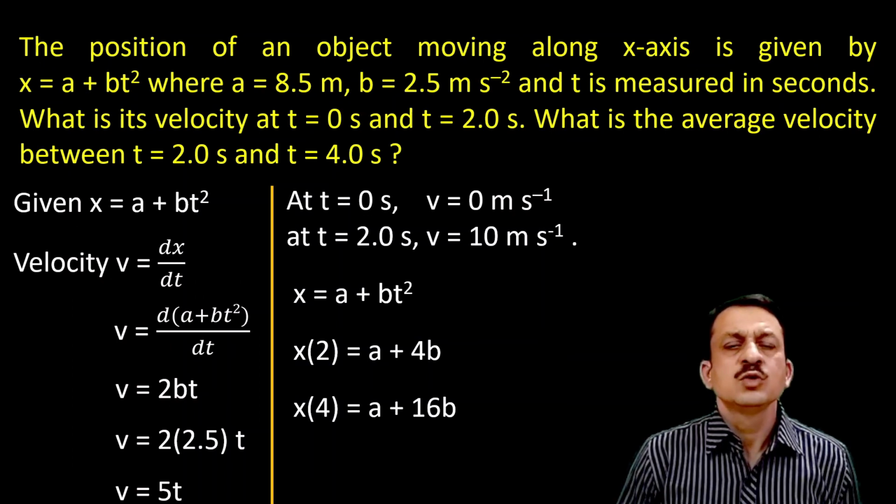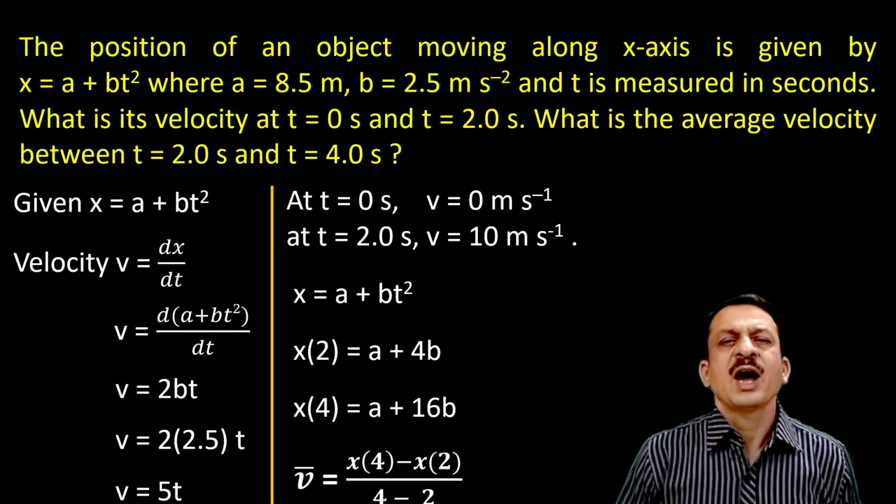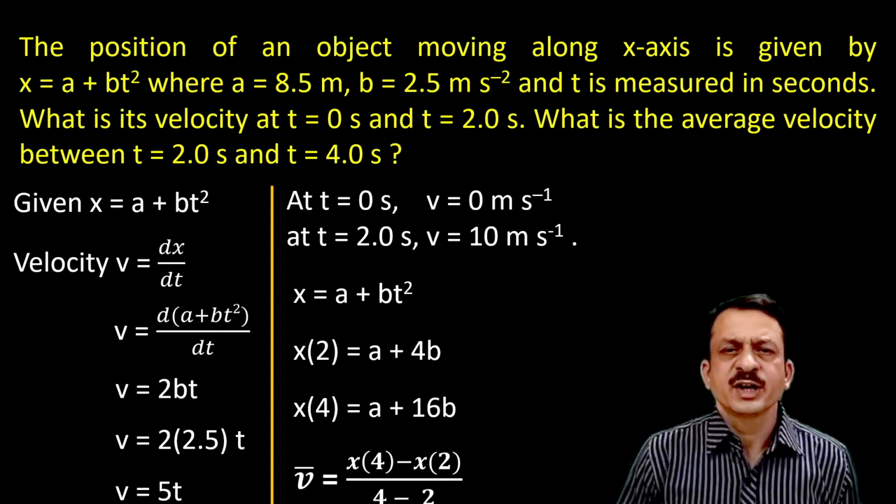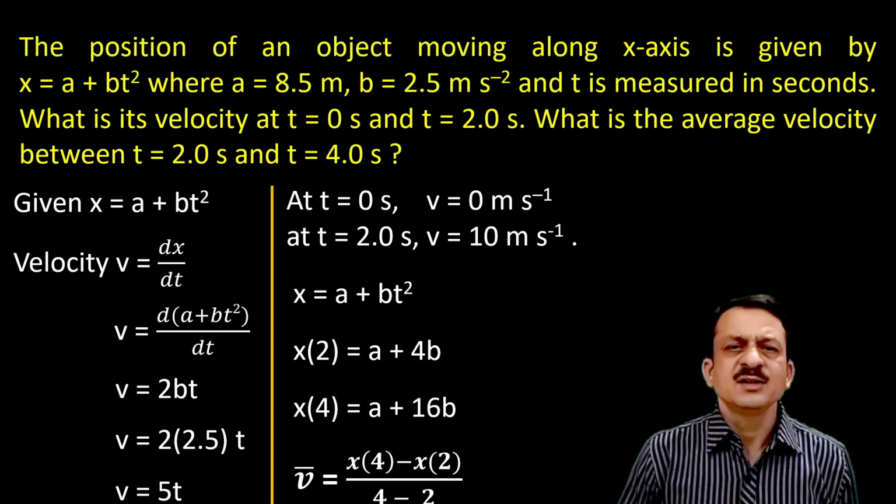Now these are the two positions at 2 time intervals. Now therefore average velocity is given by position x at 4th second minus position x at 2nd second divided by 4 minus 2. ಅದನ್ನು ಸಬ್ಸ್ಟಿಟ್ಯೂಷನ್ ಮಾಡ್ಕೊಳ್ವಾ.